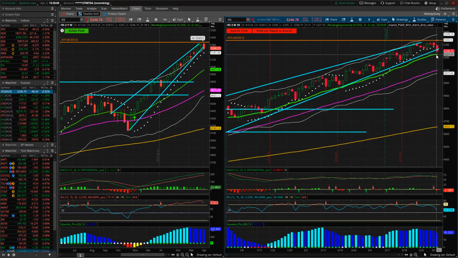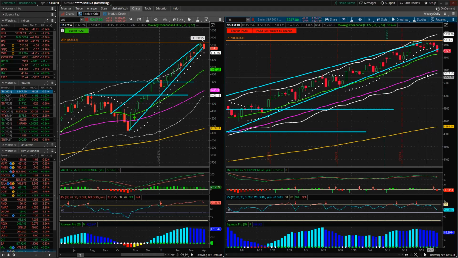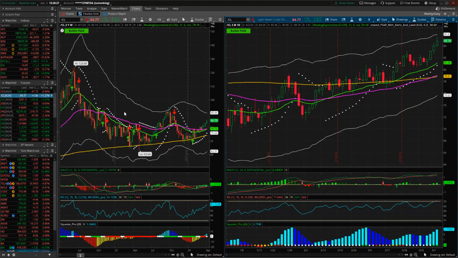Okay, you've got the 21 EMA as support. You had this uptrend line, which was support. You got the 50 in fuchsia or whatever color here. So we have plenty of support levels all over the place on ES. So we'll see what happens on this particular one. Let's take a look over at oil.